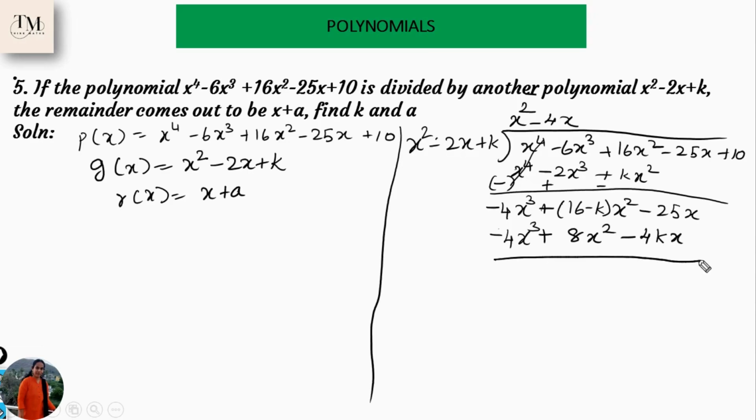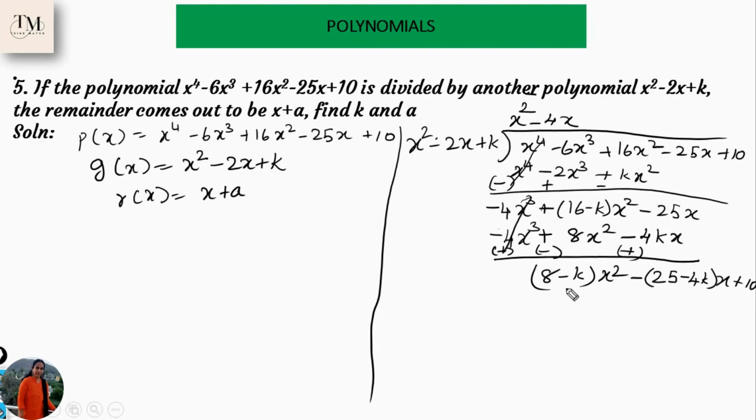Okay. So on changing the sign, we will get this as plus, minus, and this is plus. So this gets cancelled. 16 minus 8 is 8. So here minus k, so (8 - k)x^2. Here -25 + 4k. Okay. So I can take minus outside and write it as -(25 - 4k)x + 10.